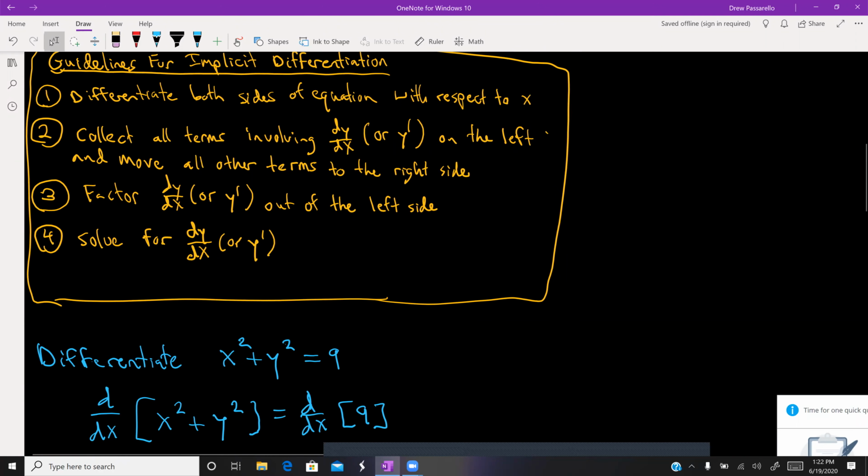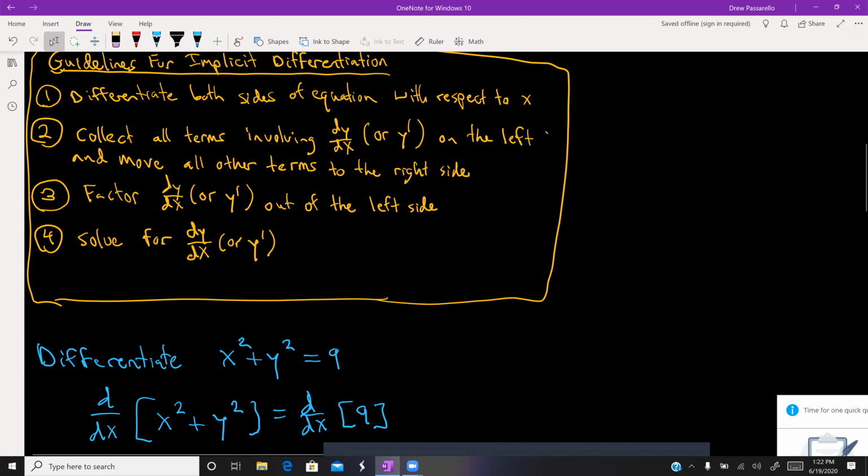All right, so x squared plus y squared equals 9. We're going to differentiate that. The first step is to differentiate both sides with respect to x. So that's why I have d/dx, taking the derivative with respect to x, and then brackets around the whole left side, and then d/dx and in brackets the right side.